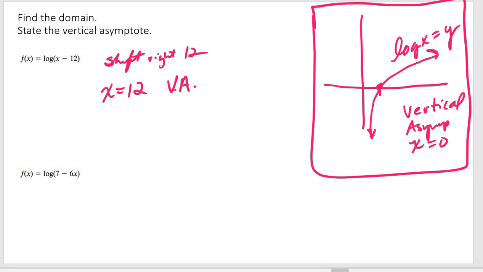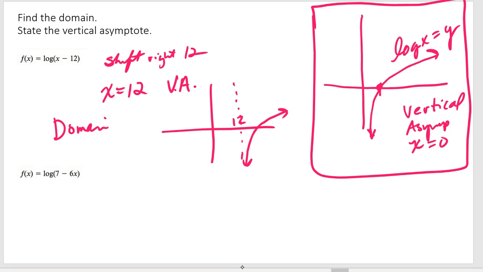And it also asks for the domain. If our graph is shifted over here, and now we have a vertical asymptote at 12, then our domain will be from 12 to infinity. Remember, the vertical asymptote means it's not going to include 12. Let's try the next one.